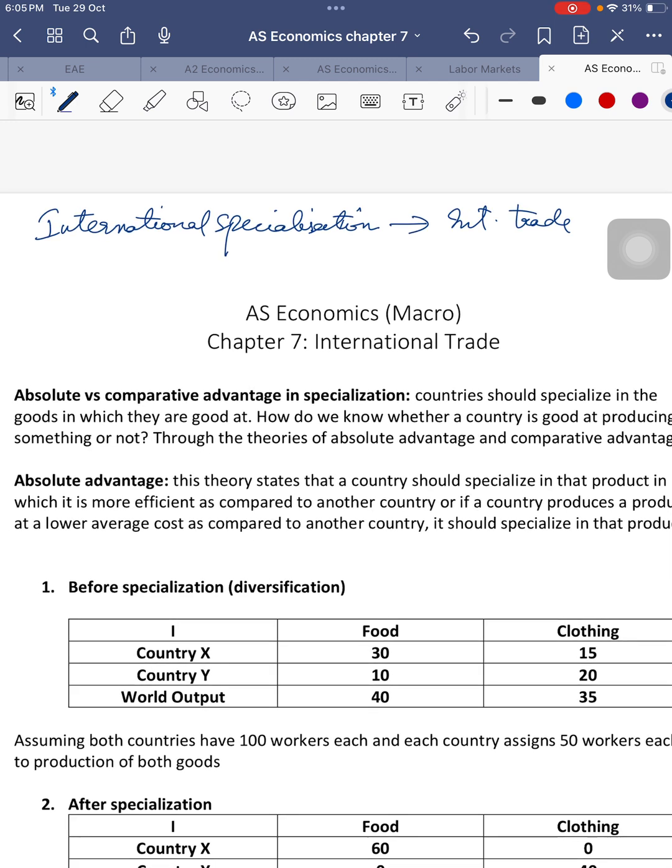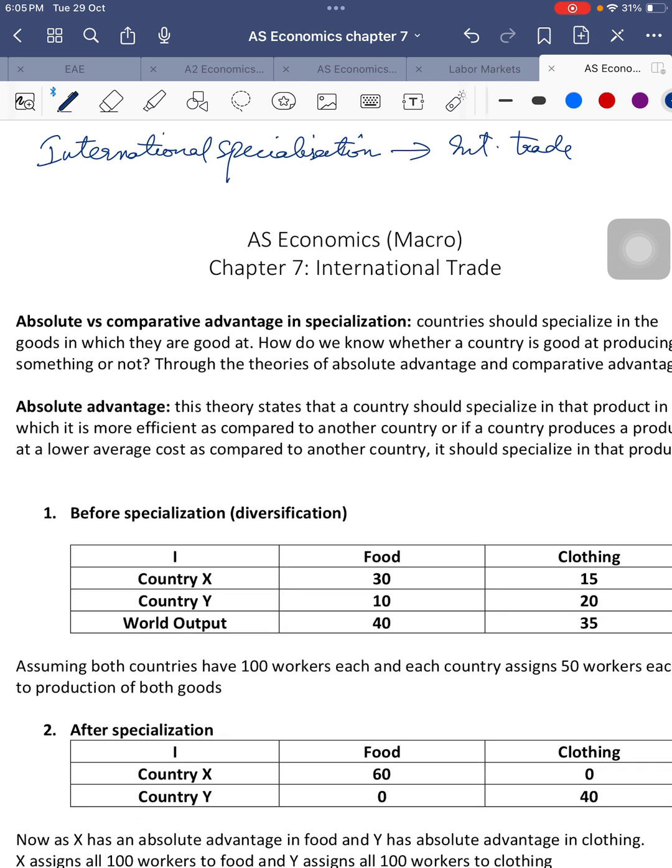When countries specialize in goods for which their resources are better suited, they'll obviously not be producing a lot of the other goods. So what will they do? They will export those goods in which they've specialized and import the other goods from other countries with the money they've raised from their exports, right? Hence international specialization causes international trade.